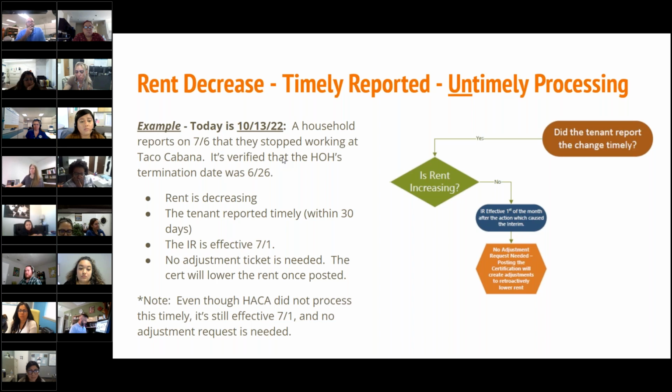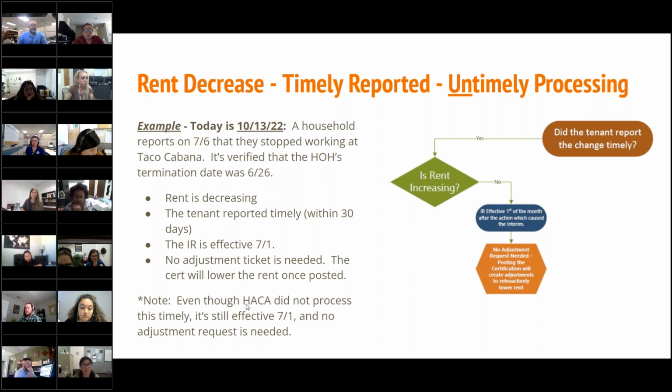In this one case, it actually doesn't matter. So rent is decreasing. The tenant did report it timely. IR is still effective 7/1, and we still don't need an adjustment ticket. The only thing here is there's a bigger adjustment caused by the cert. The ledger is going to see this big swing where we remove all these charges that were previously made and then replace them with new charges, which reflect that they're no longer working at Taco Cabana.